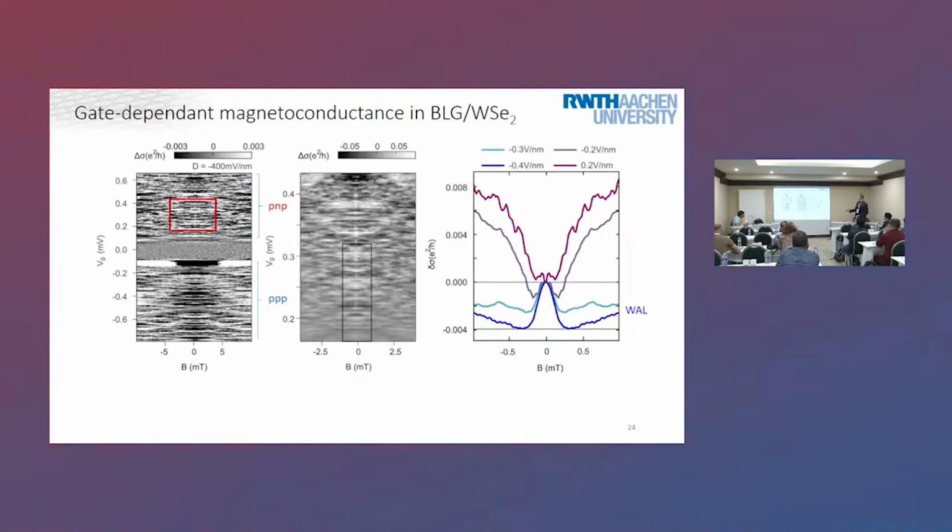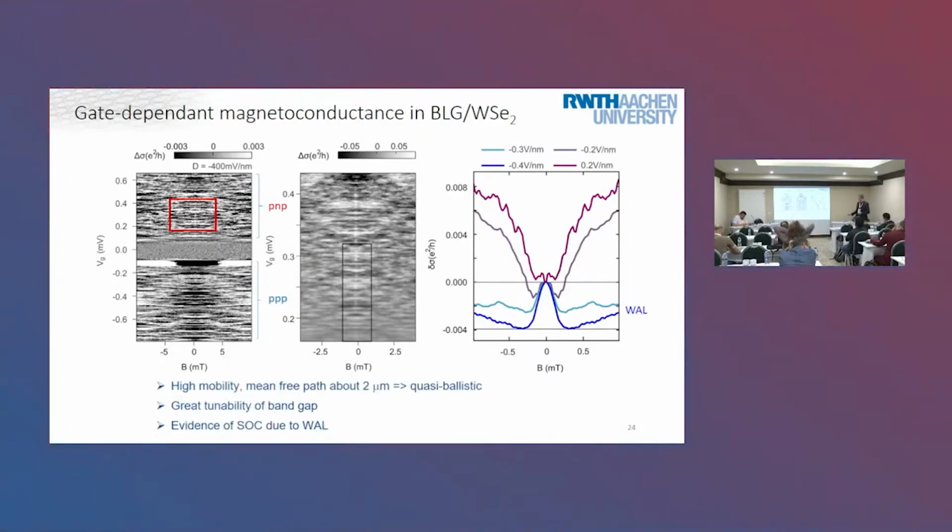This part here is a zoom in, and you start to see now clearly the peak, and if I average over all these traces, I get this nice weak antilocalization peak here in blue. Now, slowly shifting the displacement field to positive values, I destroy this weak antilocalization effect simply by destroying the cavity.